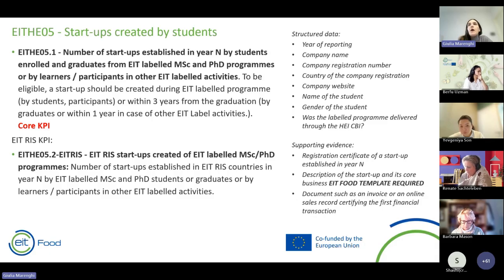In this case, as you can see from the supporting evidence list, a simple document such as an invoice or an online sales record that can certify that there has been a first financial transaction led by this startup established by students is sufficient to get the achievement validated. On top of that, a registration certificate of the startup established, of course, and the description of the startup and its core business, to be submitted via an EIT Food template, must be submitted to get the full set of documents and to get validation enabled for this KPI.